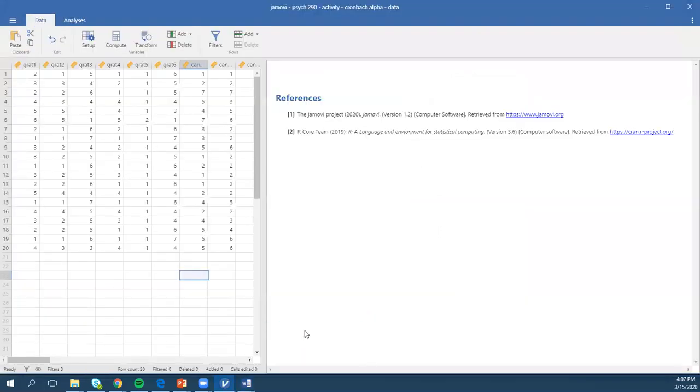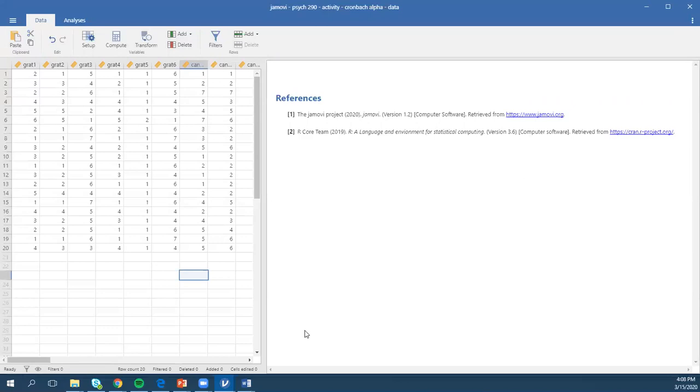So I've already loaded the data here in Jamovi. If you don't have Jamovi on your personal computers, now is a good time to make that happen. And if you're having any issues or questions with that, please get in touch with me. We'll make sure that you have access to Jamovi at home for the rest of the semester.